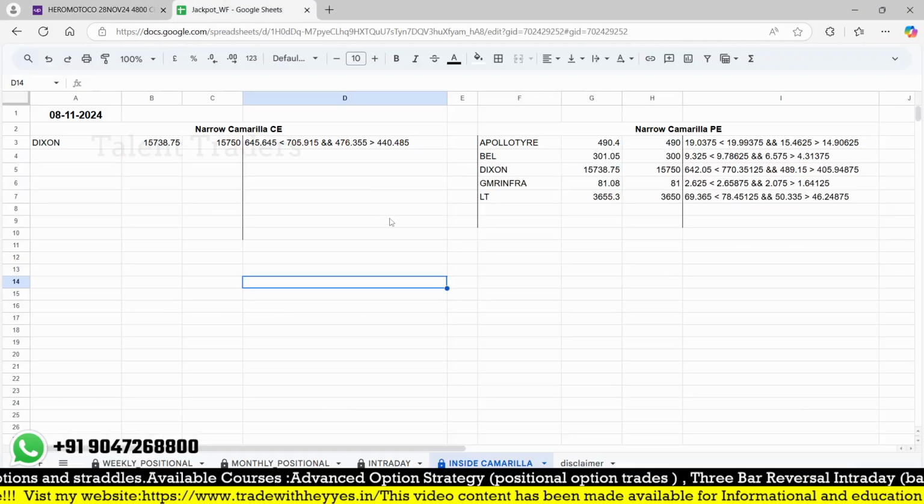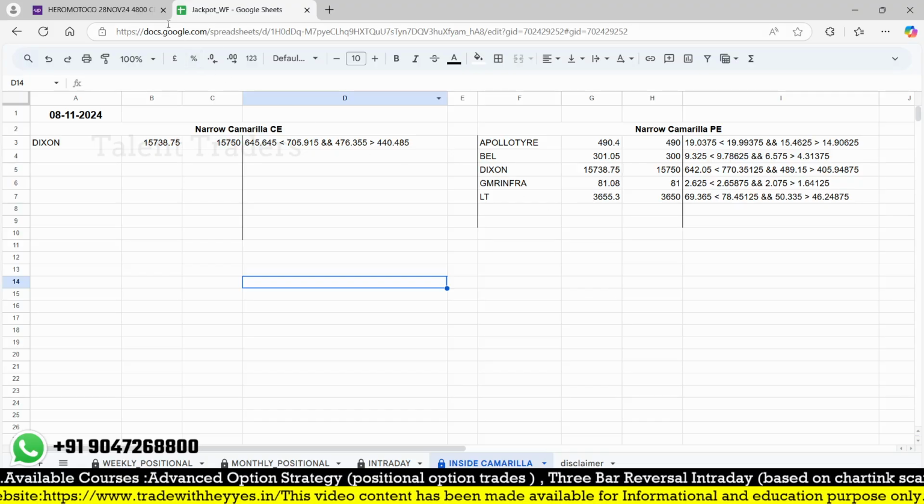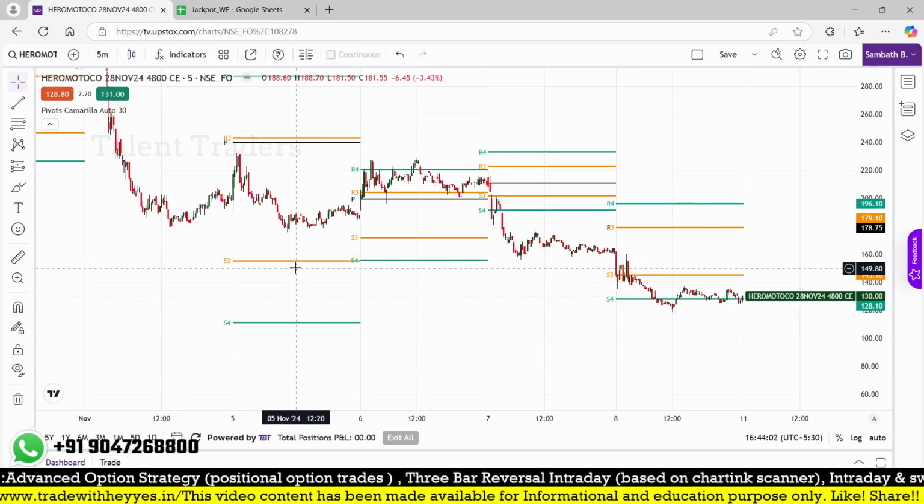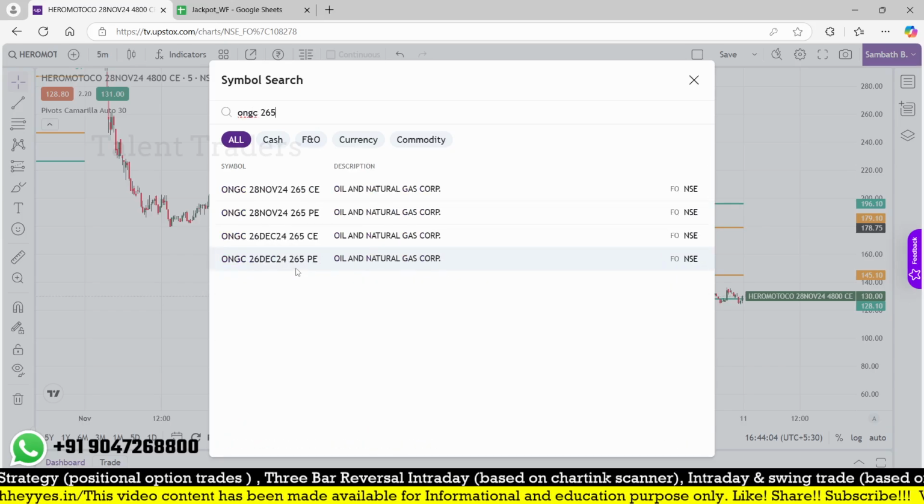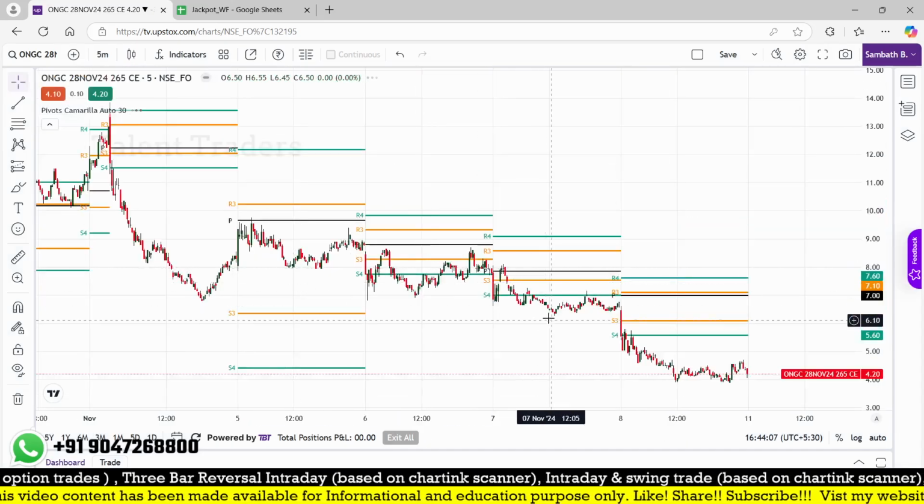Okay, so based on the R4 level Camarilla, LNT, Eicher Motors is one, ONGC 265 call option.